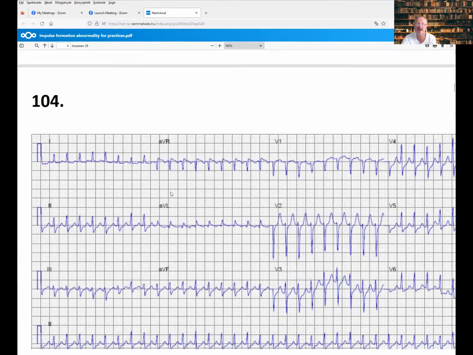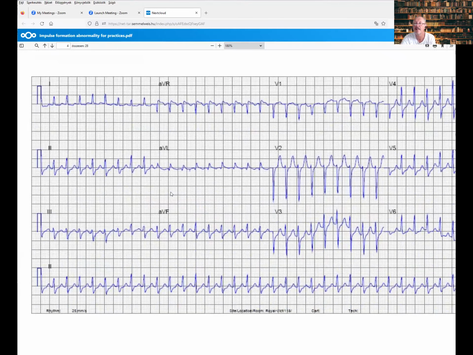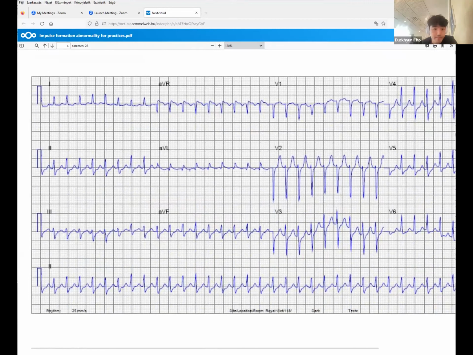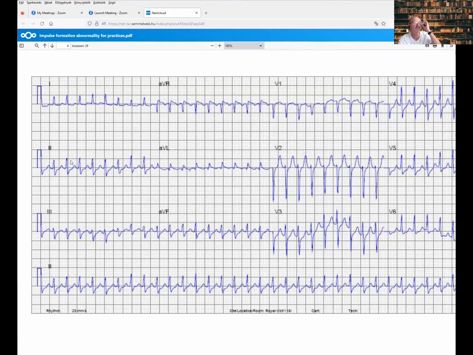Number four? The interval is regular and the heartbeat is quite fast, 250 per minute. Okay, very good. Lead 2 is negative, and positive in aVR, so it's minus 30 degrees. Very good.